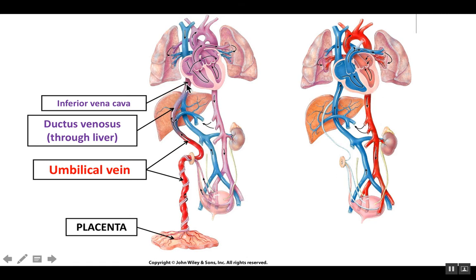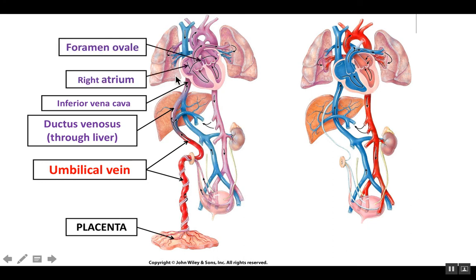The problem is, we know the inferior vena cava goes to the right atrium and not the left atrium. So how do we get oxygenated blood into the left side of the heart? Well, there is a hole for some of this oxygenated blood to pass from the right atrium over to the left atrium. And we already learned that hole as the foramen ovale. That's going to allow some oxygenated blood to be on the left side of the heart. So when the left side of the heart sends that blood systemically, we have oxygen.